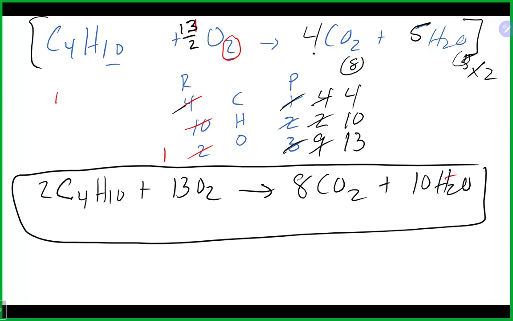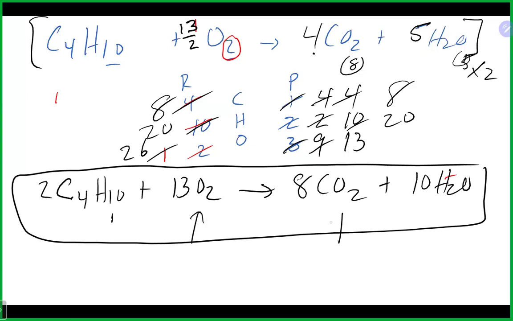That's now 8 carbons on the left. There's my 8 on the right. We now have 20 hydrogens on the left. We got 20 on the right. In terms of oxygen, we got 26 there. We got 16 there and 10 there. 26. Any questions on that there?